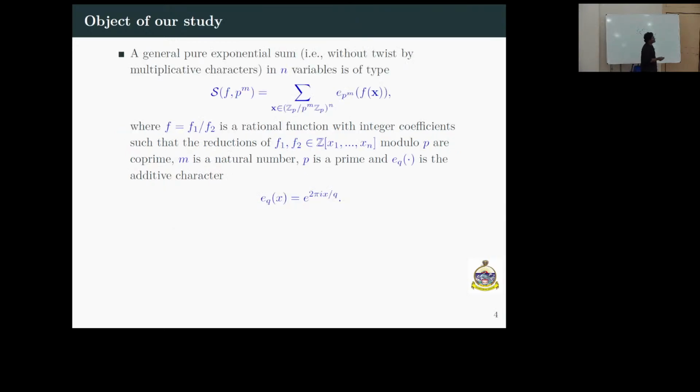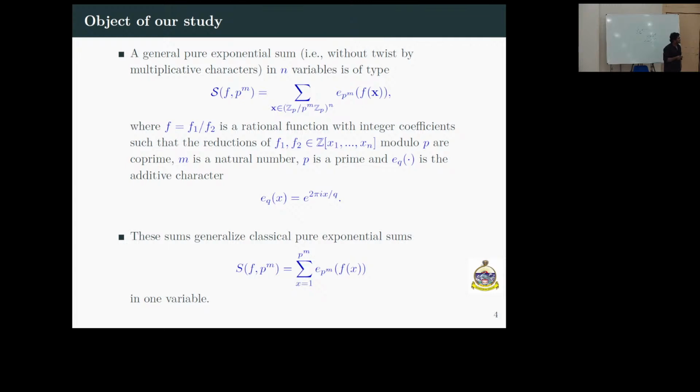In our case, what is a general pure exponential sum? We define it as some script S(a, p^n). This is summing over all those n-tuples x mod p^m in Z_p. These are periodic integers. Don't worry, I'll define these things later. This is over e_{p^n}(f(x)). I have already said that we'll be mostly interested in taking rational functions, so naturally we take f2 not equal to 0 modulo p. And what is this exponential sum? Same as here: e_q(x) equals e^(2 pi i x / q).